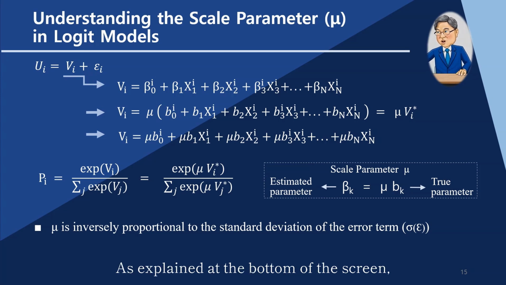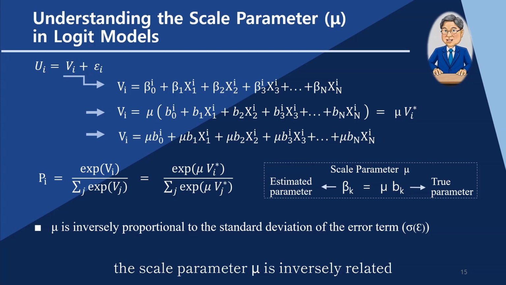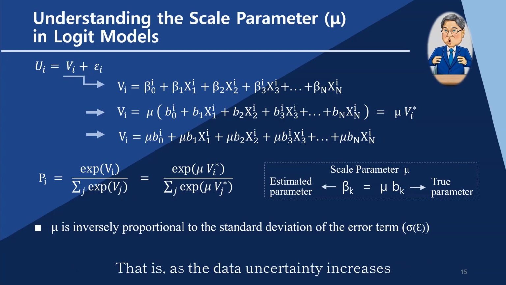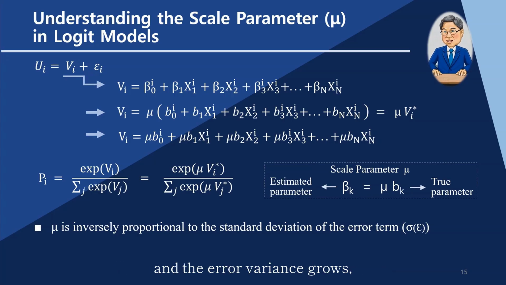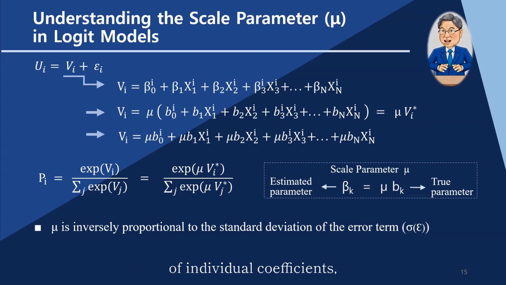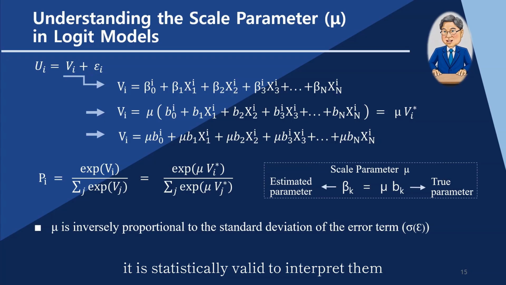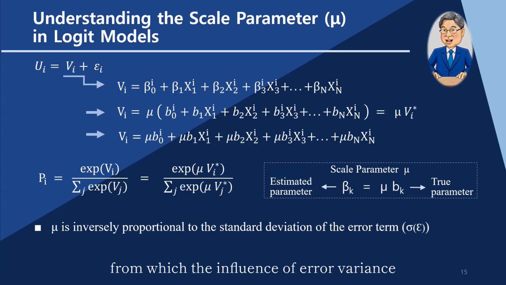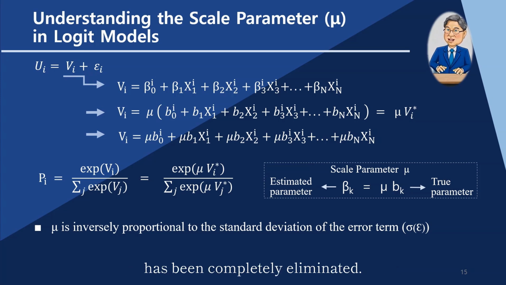As explained at the bottom of the screen, the scale parameter mu is inversely related to the standard deviation and variance of the distribution of the random error terms. That is, as the data uncertainty increases and the error variance grows, the scale parameter mu decreases, resulting in smaller estimated coefficients. For this reason, rather than interpreting the absolute values of individual coefficients, it is statistically valid to interpret them as relative ratios between variables, from which the influence of error variance has been completely eliminated.